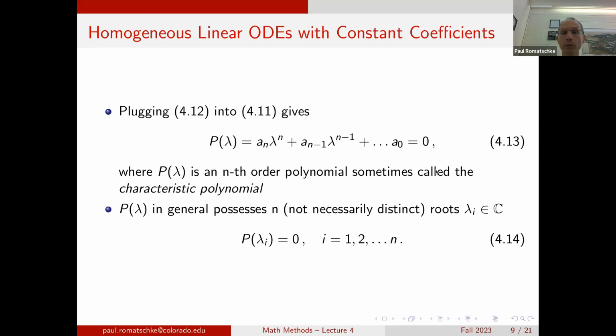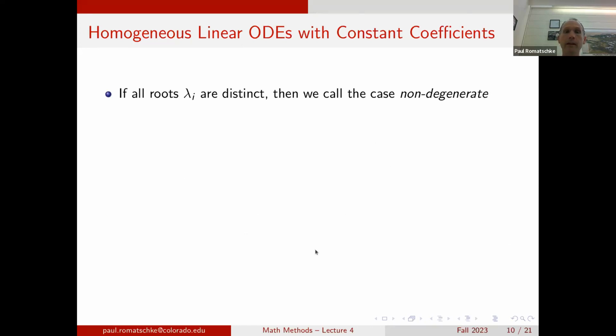Since it's an nth order polynomial, this function p of lambda possesses n, not necessarily distinct, roots in the complex domain. I denote these n roots as lambda_i, where i runs from 1 to n, and all of these lambda_i have the property that p of lambda_i is equal to 0. Let me discuss the simplest case first, where all of the roots lambda_i are different, which is the non-degenerate case.